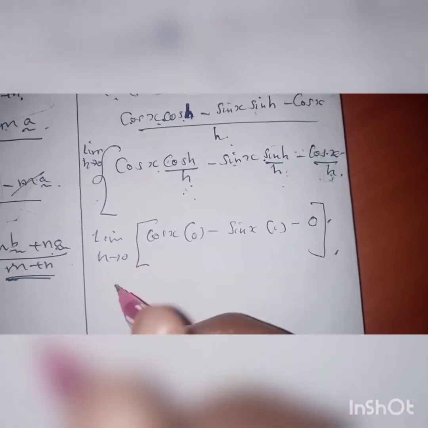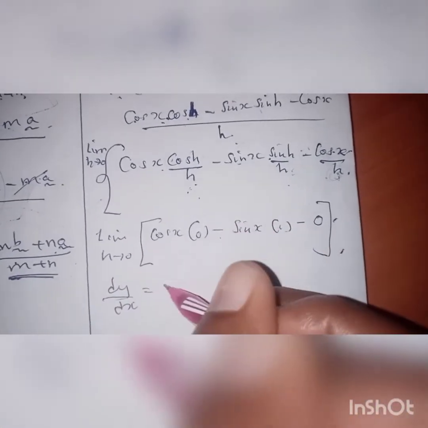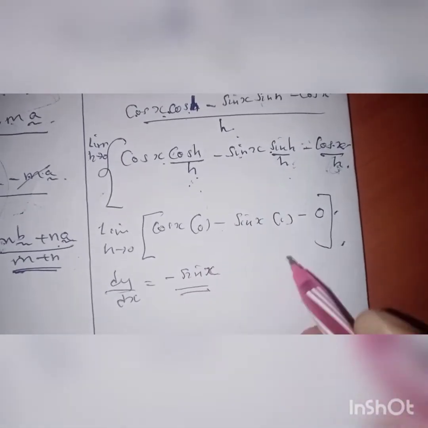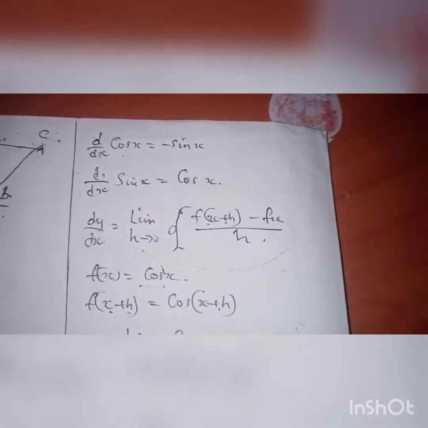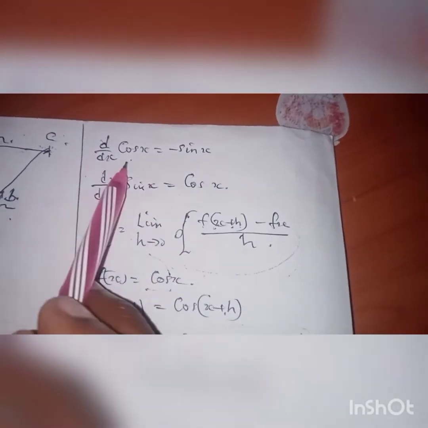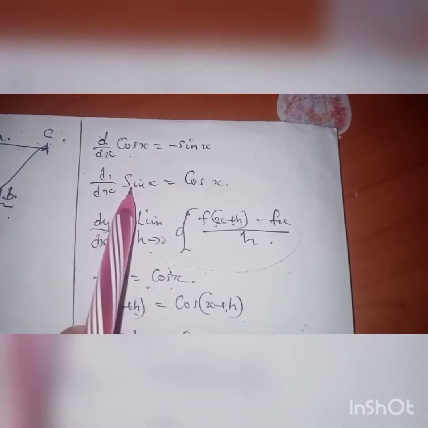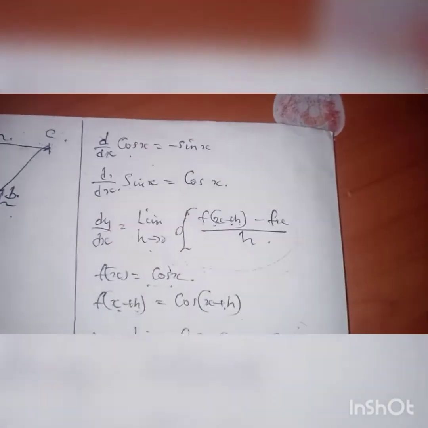Therefore, the derivative dy/dx will be just minus sin of x. Hence shown that the derivative of cos x is just minus sin x. Now let's talk about why we say the derivative of sin x equals cos x.